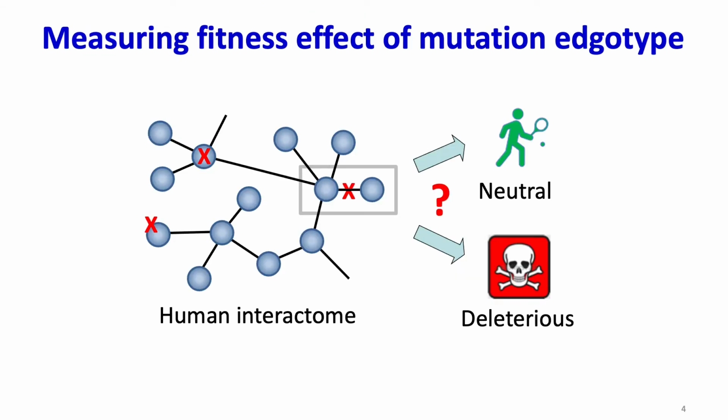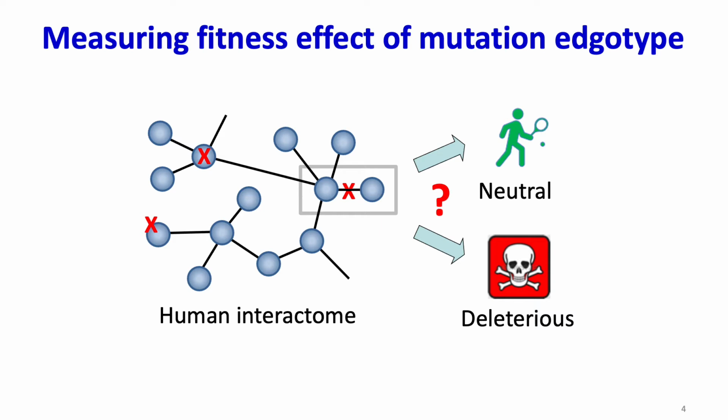How do we go about measuring the distribution of fitness effect for different mutation edgotypes in the human interactome? Well, we have to start from a high-quality human interactome. Precisely introduce one mutation at a time. Determine the precise pattern of edge perturbation caused by this mutation. Carefully measure the fitness change of the cell and the organism as a result of this network perturbation. Then repeat this entire process many times for all possible mutations.